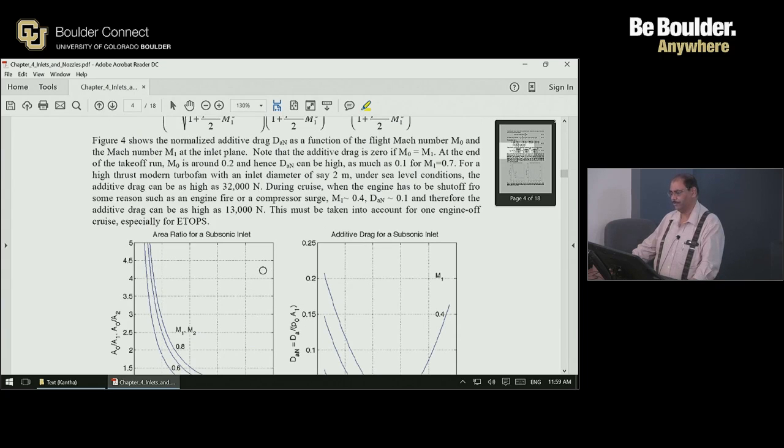If during cruise the Mach number comes down, for example if an engine fails during cruise, you have to essentially slow down the aircraft. In that case, let's say M1 has to be 0.4, then the normalized value is 0.1, and therefore the additive drag can be quite high. So this, once again, has to be taken into account. One engine out, one engine inoperative cruise conditions.